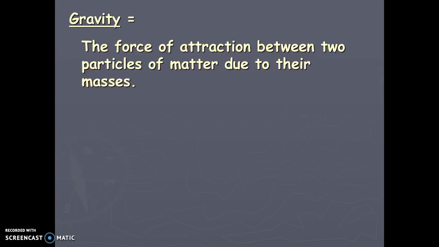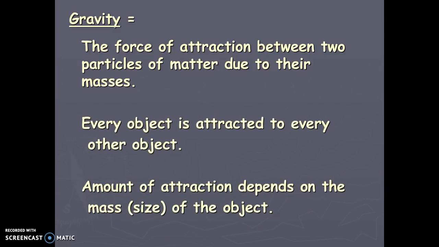Gravity is the force of attraction between two pieces of matter due to their masses. Every object is generally attracted to every other object. The amount of attraction just depends on the mass or the size of the object. So we stay planted on Earth because Earth's mass is so much bigger than our mass that gravity holds us in place on Earth. Whereas compared to each other, we don't really stick to each other because our masses are so similar that we can overcome that force of gravity.